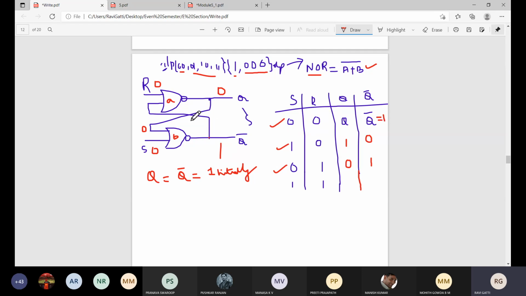Next, this 1 will be fed to this gate. So what happens is 1 NOR with 0. What is the output? 0, sir. 1 NOR with 0 is 0, isn't it? Yes, sir.